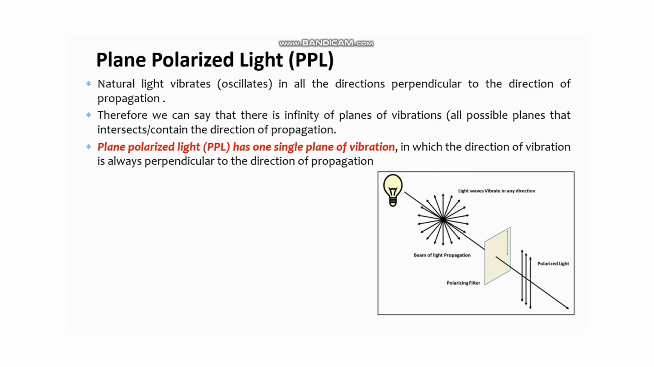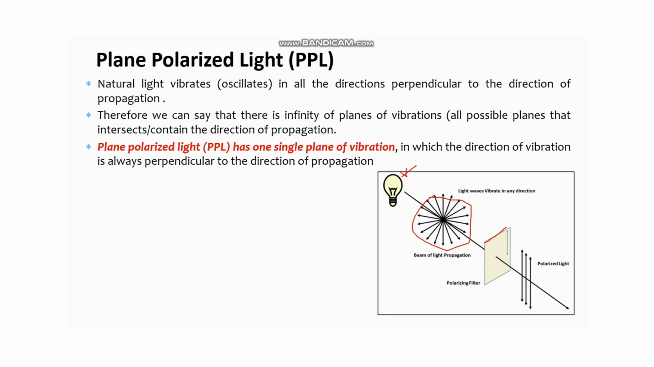We know that natural light vibrates, or oscillates, in all directions. As you can see over here, it oscillates in all directions. This is the natural light. So if it oscillates in all directions, we're going to now put a polarizer here.